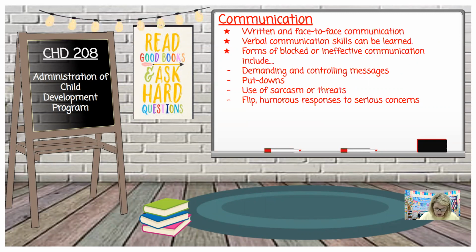Now, there are some messages or some communication that can be negative, okay? And so moreover, there are forms of blocked or ineffective communication, and that would be like demanding and controlling messages, putting down other people, using sarcasm or threats, or being flippant, kind of like giving a humorous response to some kind of serious concern or making light of it. And so those are examples of negative communication or ineffective and blocked communication.